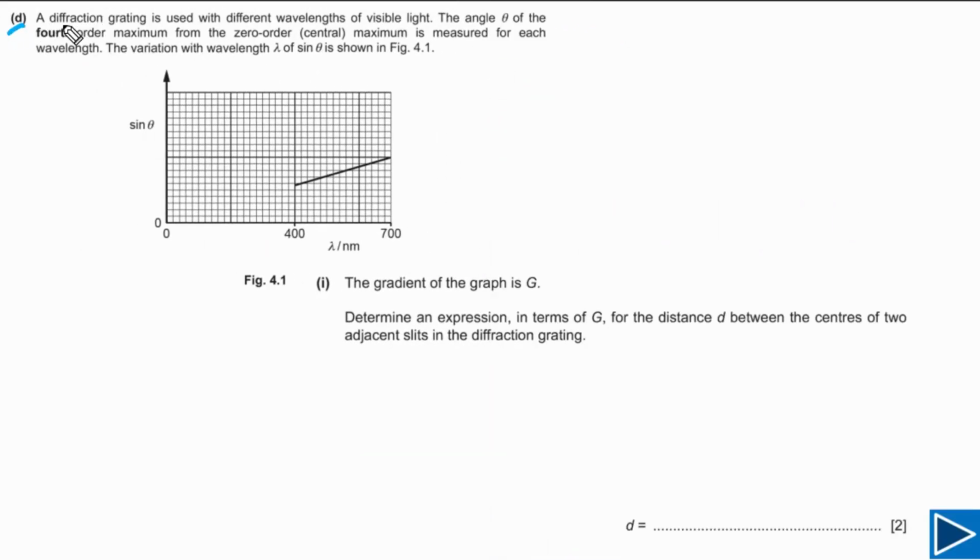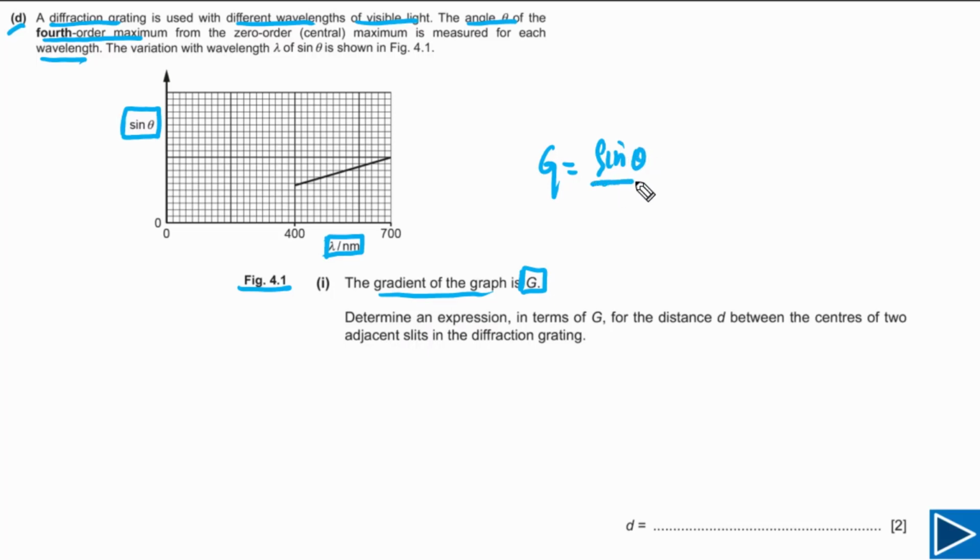For part D, it is given to us that a diffraction grating is used with different wavelengths of visible light. The angle theta of the fourth order maximum is measured for each wavelength, as you can see in this figure 4.1. On the y-axis, sine theta is plotted, and on the x-axis, lambda is plotted. It is also given to us the gradient of this graph. This is equal to G. So from here, simply we can write down the G. This is equal to sine theta divided by lambda. So this is the gradient.